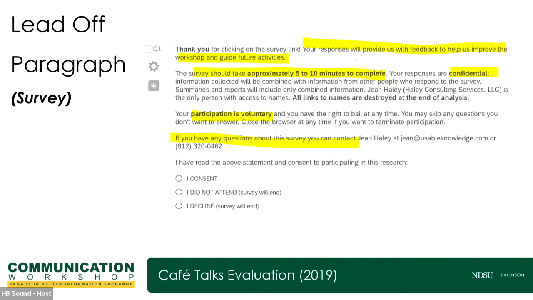And the one thing I like about this, Jean, is that it's very concise and very short, because we know people don't like to read a lot. So again, highlighting the things that are important, keeping it very, very short. And then, like you're saying, the consent options, I consent or I decline, at the bottom. Yeah, and that helps with IRB.